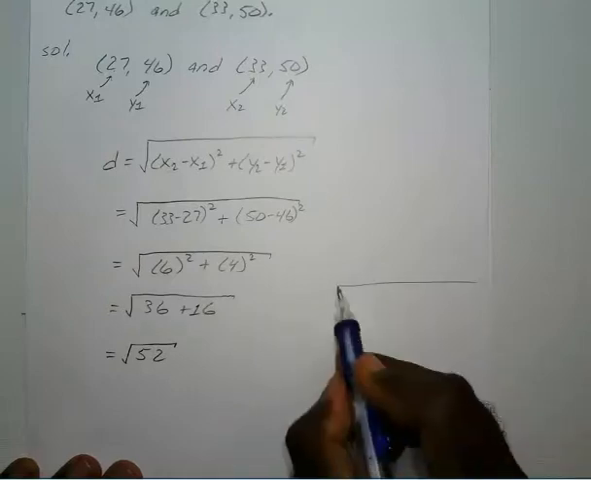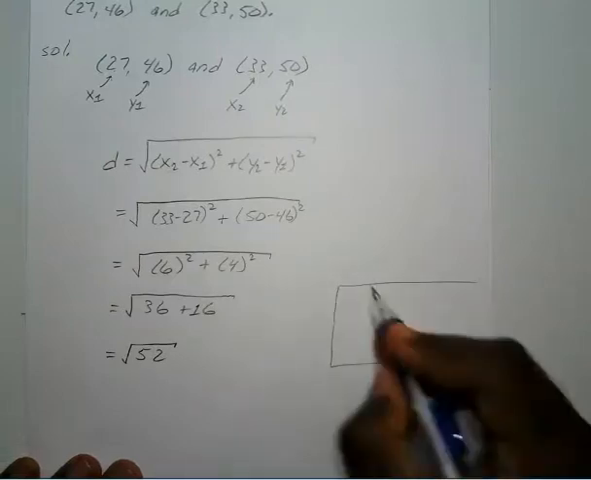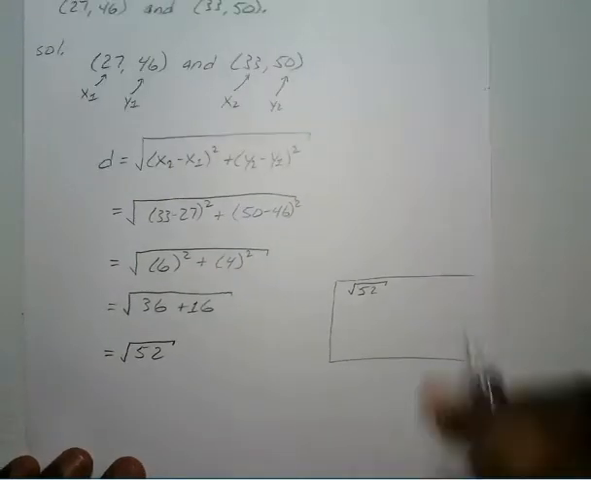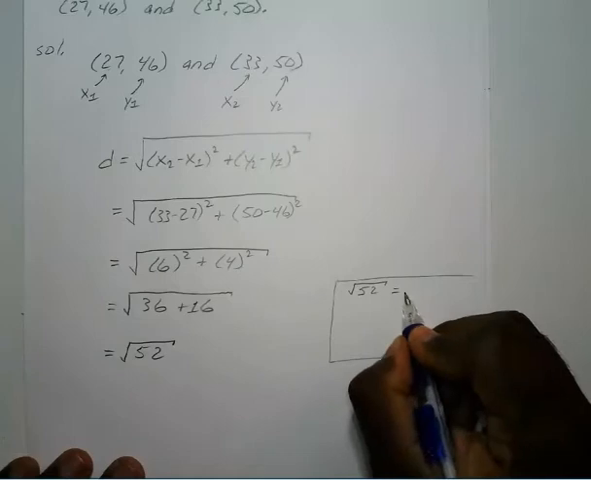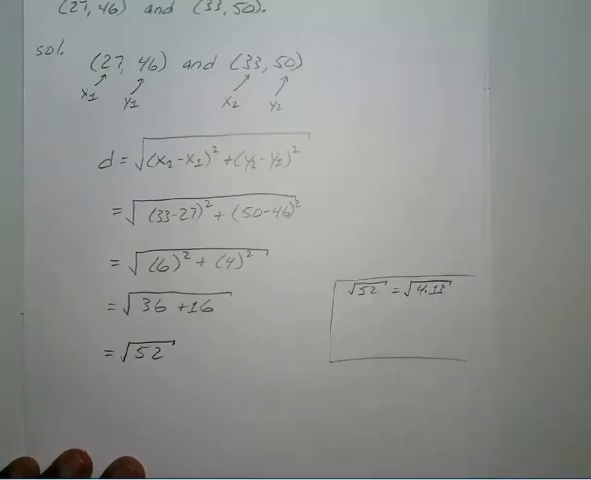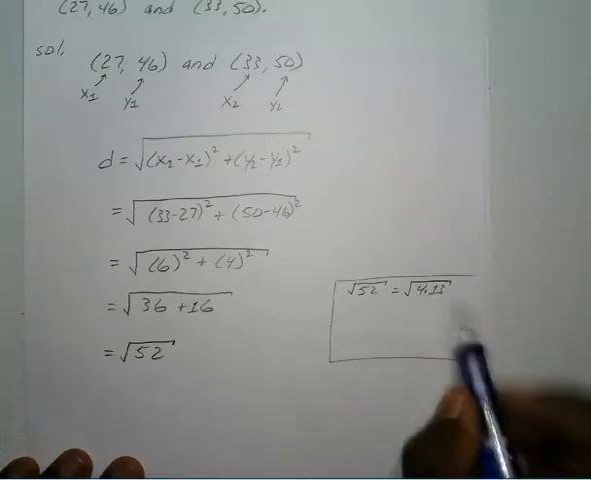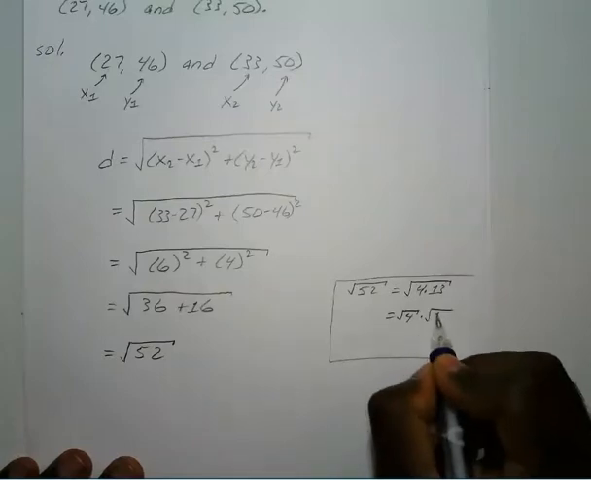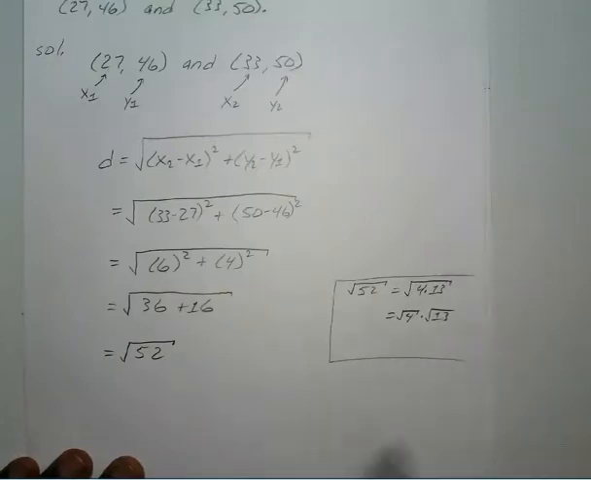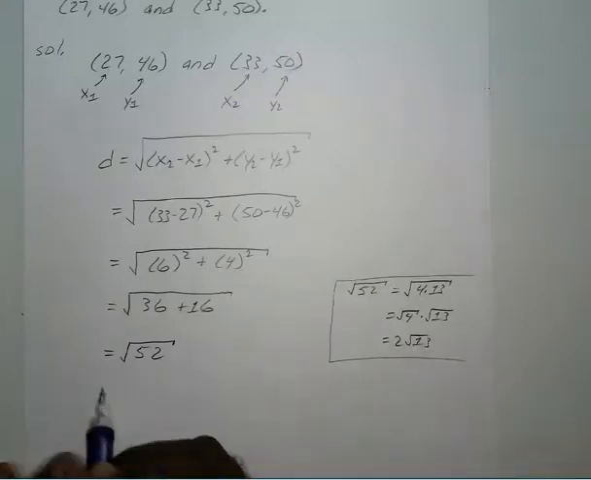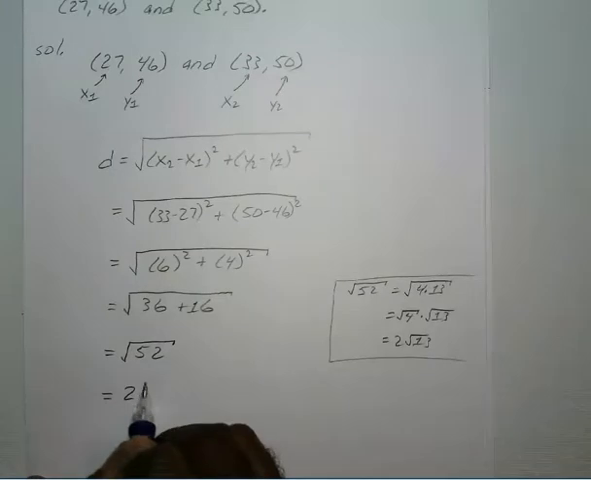Now that actually can be simplified, because the square root of 52 we can make equal to the square root of 4 times 13. Once we factor those out, we can separate the square root of 4 times the square root of 13. The square root of 4 is 2, so this just becomes 2 square root of 13.